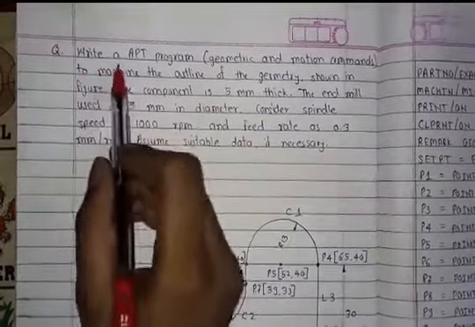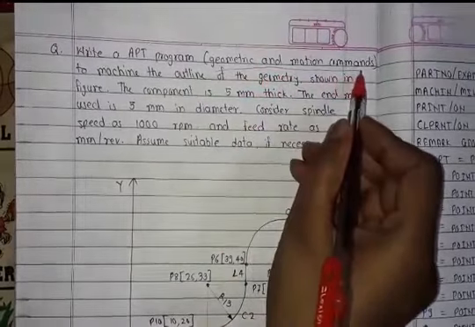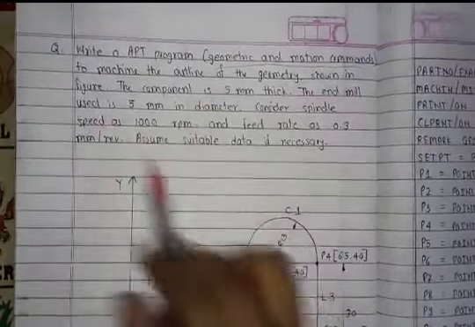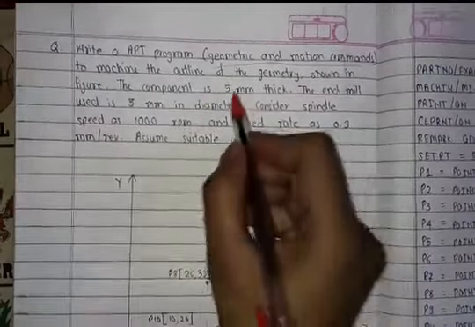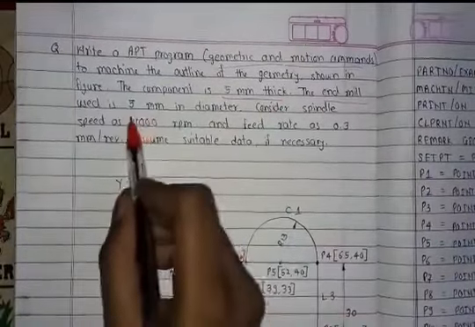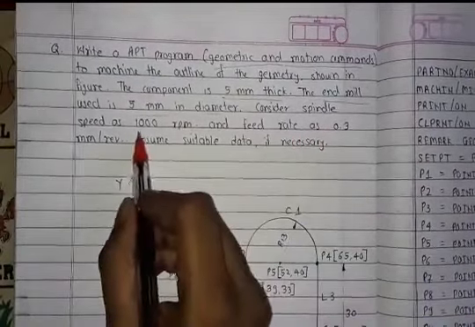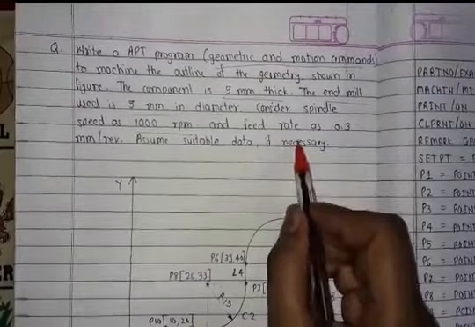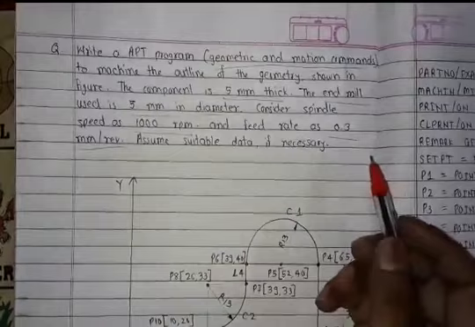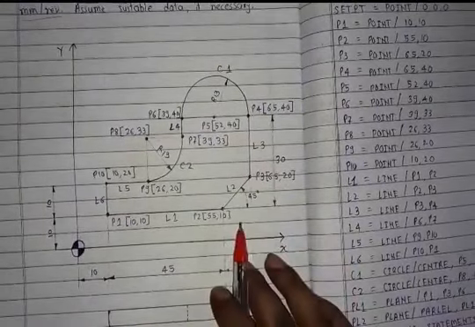Write an APT program by using geometric and motion commands to machine the outline of the geometry as shown in the figure. The component is 5 mm thick and the end mill used is 5 mm in diameter. Consider spindle speed as 1000 rpm and feed rate as 0.3 mm per revolution. Assume suitable data if necessary. This is the outline of the geometry.